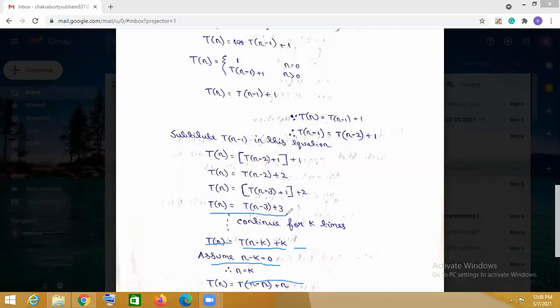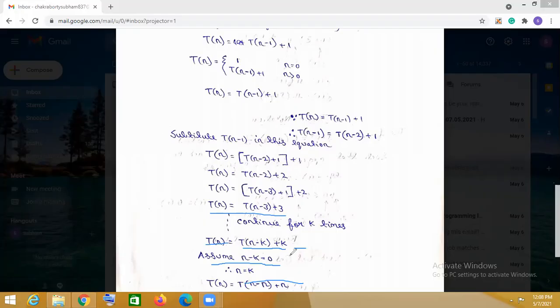So after performing these steps, there is no need to perform all the steps, because it will then become Tn minus 4 plus 4, then Tn minus 5 plus 5, like that. So we can directly say that if we continue for k times, then it will become Tn equal to Tn minus k plus k. This is the total time required if we perform it k times.